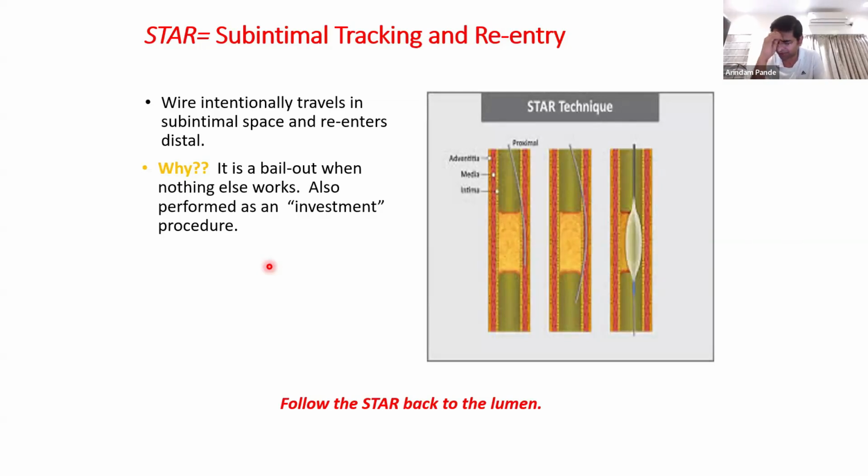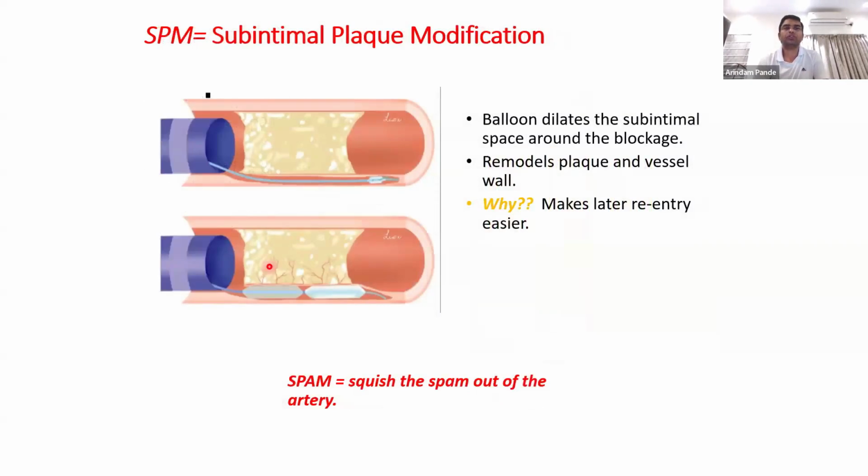Nowadays, a lot of CTO operators do CTO in two stages. First is investment. As much space is created, they make some dissection and all. Then after some time, maybe 1 month or 1.5 months, they take the patient again, and this second time the CTO intervention becomes easier. So it is known as investment. This is again very popular among American operators. Subintimal plaque modification, as I mentioned, you can also do. There are some devices available, but you need proper training to do this.